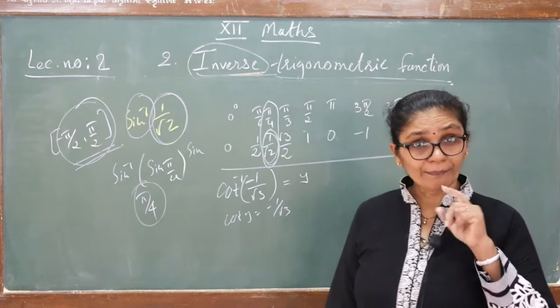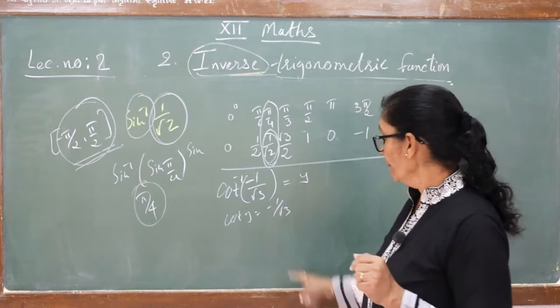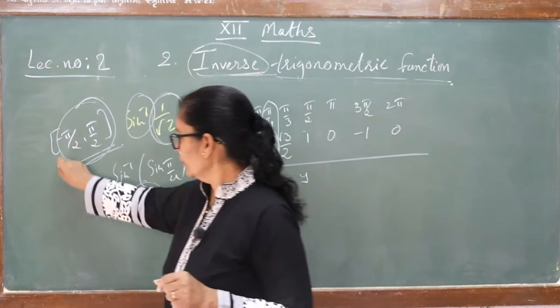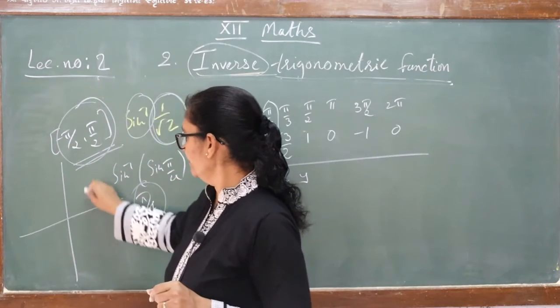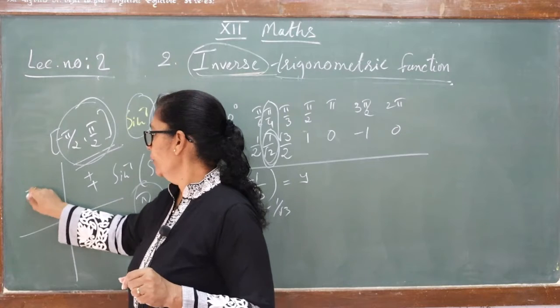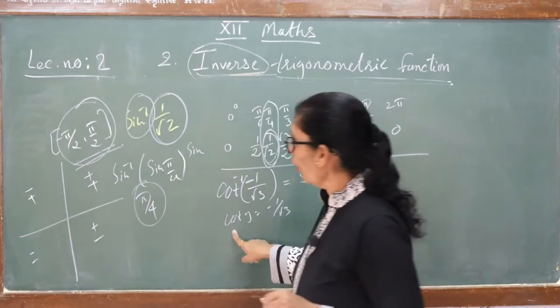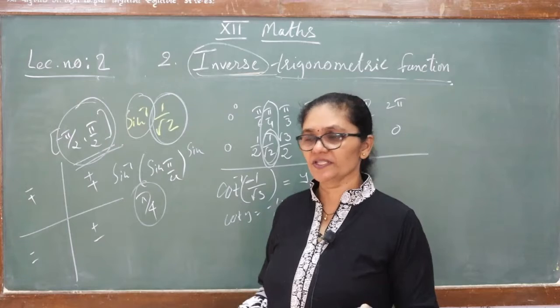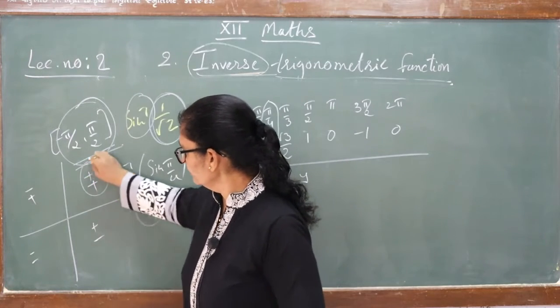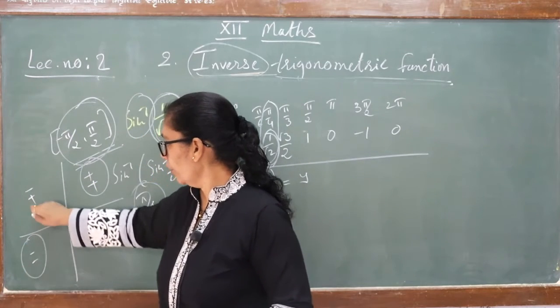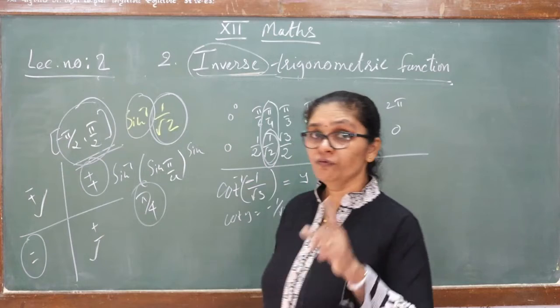Now we know the 1 by root 3 value, but here we need minus 1 by root 3. Let's make a table of it again. Here both positive, then negative positive, negative negative, positive negative. Now cot means what? Cos upon sine. Here cot is positive, here also cot is positive, and cot is negative in the second and fourth quadrant.